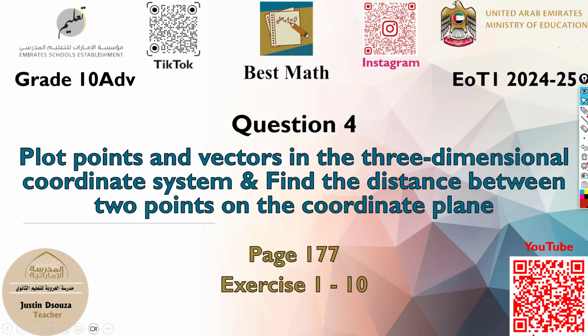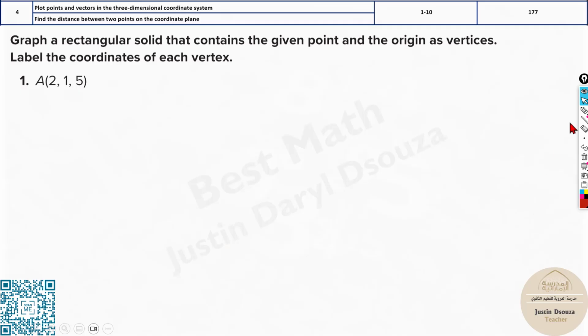Moving on to question 4, we will plot points in three-dimensional coordinate systems, and also find the distance between points. Here you have been given a point 2, 1 and 5. If it was, say, A is 2 comma 1, we know it's x and y. This is the x-axis, say 1, 2, it's over here, y is 1, and this would be the point, isn't it? But how would we plot something which has more than two coordinates? Now it's x, y, and z over here.